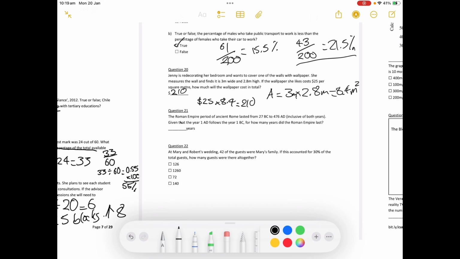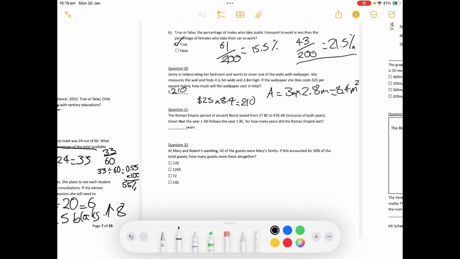Alright, question 21. The Roman Empire period of ancient Rome lasted from 27 BC to 476 AD, inclusive of both years. Given that the year 1 AD follows the year 1 BC, how many years did the Roman Empire last? Basically what this looks like is 27 BC, and we're going all the way backwards to 1 BC. So here, that's 27 years.